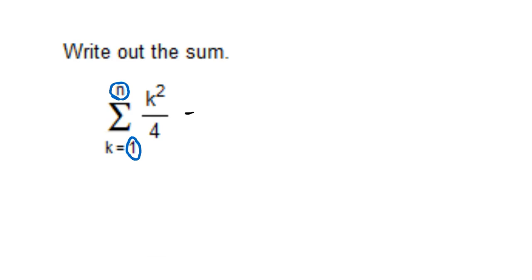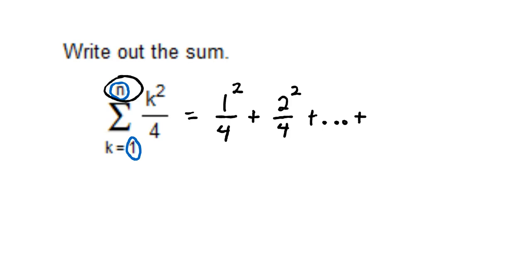So we can get the first term in the sequence by substituting 1 into the expression. We get 1 squared over 4. Then the next term, we'll substitute a 2. That would be 2 squared over 4. And then we're going to use our dots to say that the pattern continues. And it's going to continue until we get to this top value of n. So we'll substitute n into our expression and get n squared over 4.